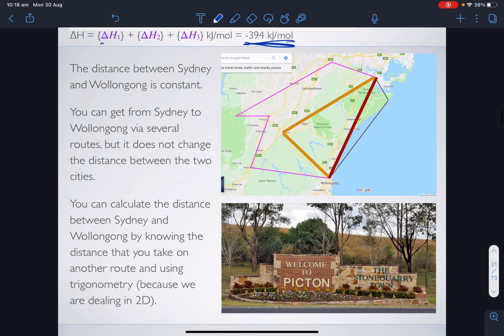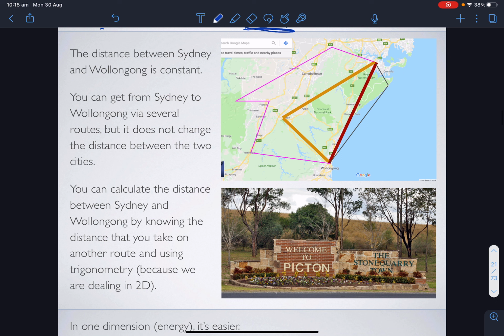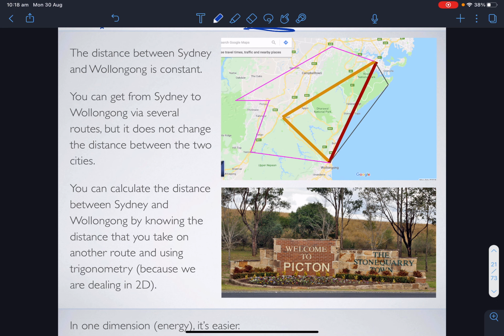Okay, so here I'm trying to use an analogy, okay, and it's a bit different because I've got a 2-dimensional analogy here, okay? So the distance between Wollongong and Sydney is always constant. Let's forget about continental drift. Well, they're on the same plate, but they're always constant, okay?